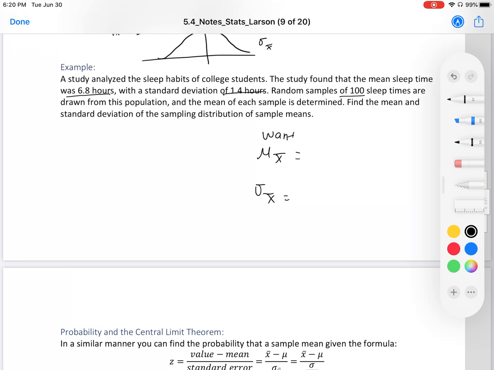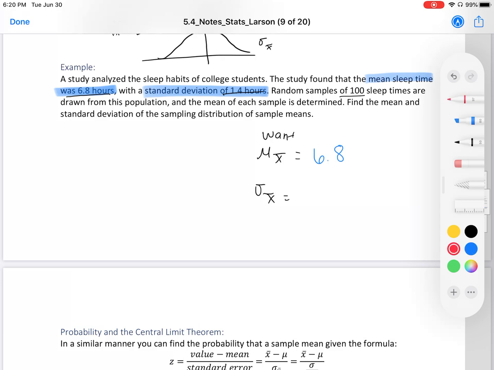All right, we were told that the mean sleep time is 6.8 hours. So our answer would be 6.8. Our population mean and our sample means will be the same. Now, our standard deviation will not be the same. We have to do a bit of work.